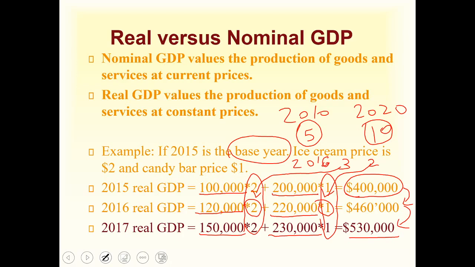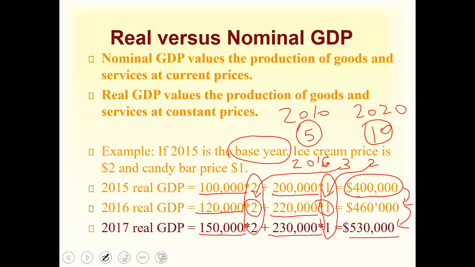Nominal GDP is not a very important concept. It's not very informative, but real GDP is informative, because real GDP shows how much a country increased its production, because it removes the impact of price level.